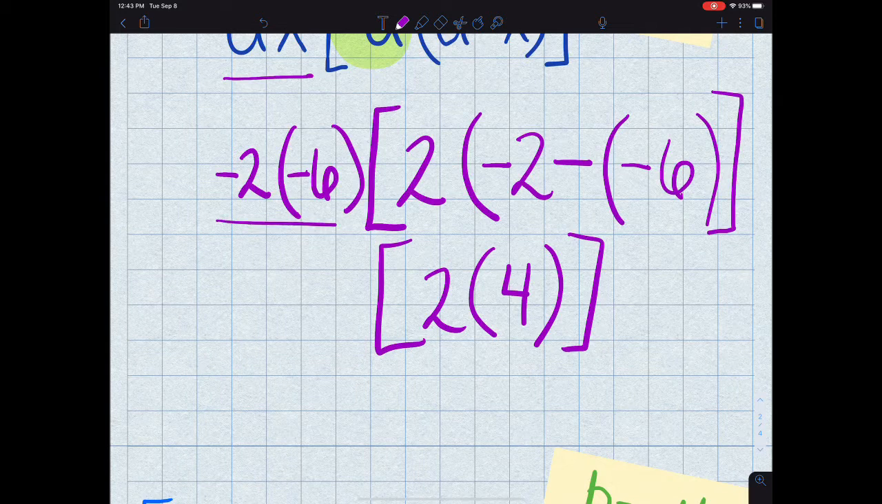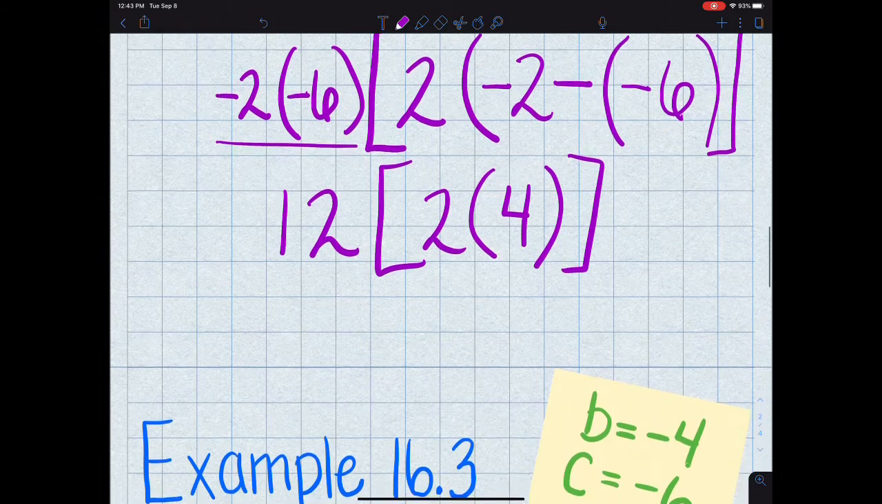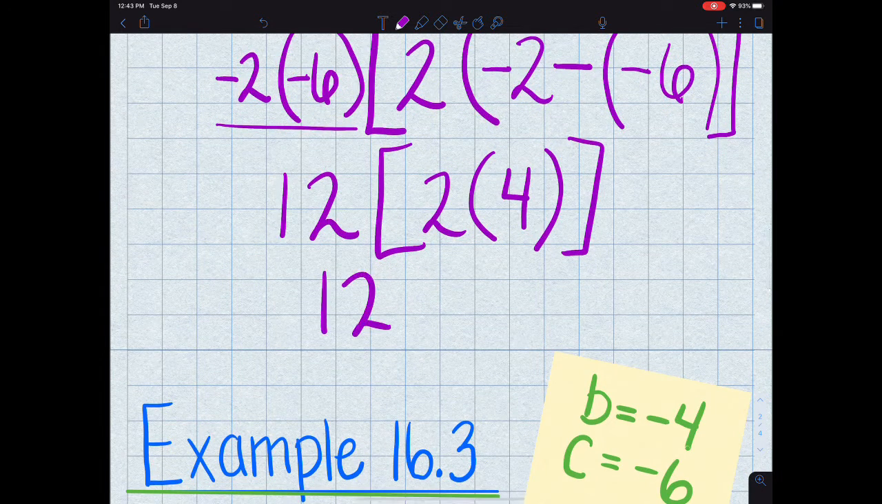And then let's simplify this part. -2 times -6 is just 12. 6 times 2 is 12. Okay, so that whole thing is going to simplify to 12 times 8. And you're going to get 96. And that's the final answer.